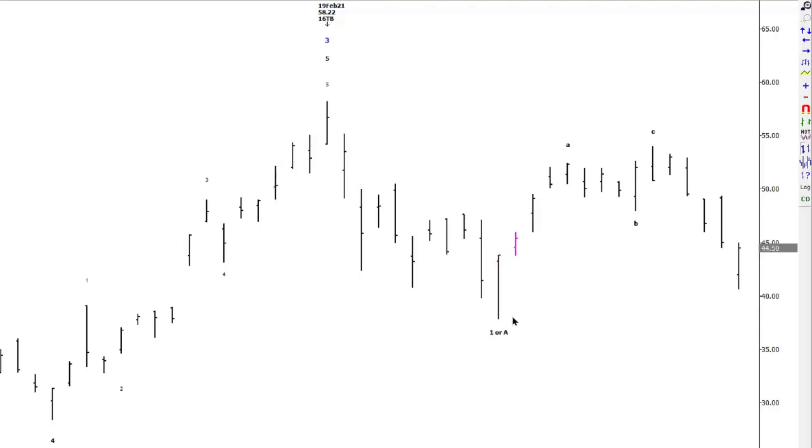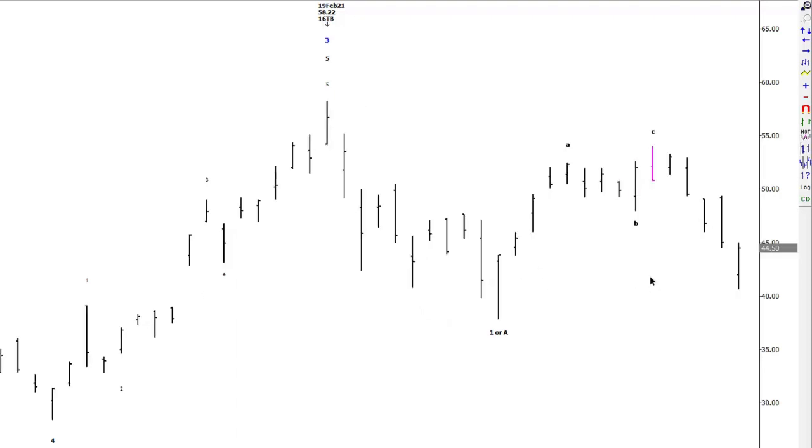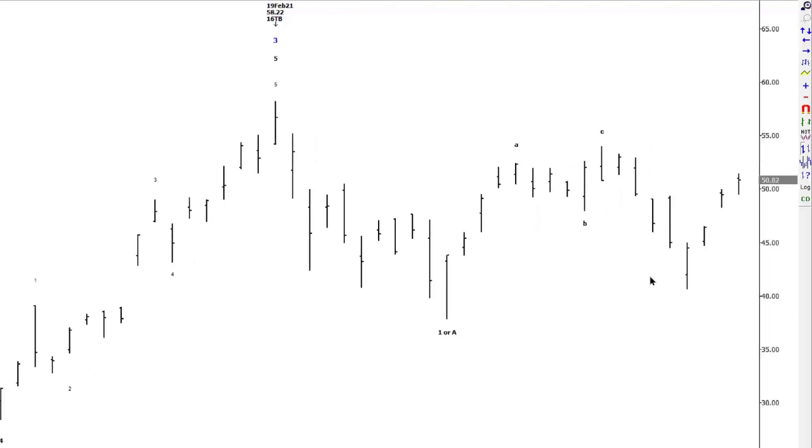And by the way, can this be a 1 or A? It's got some overlaps. Well, as we know, an A can be an ABC. And also, if we look at closing data, 1, 2, 3, 4, 5, pretty nice on closing data. Let's add some more days on here.